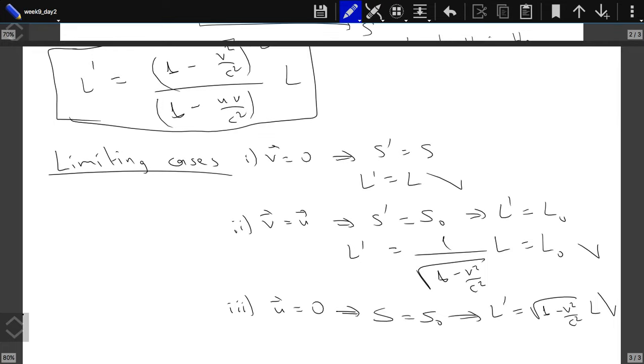Well, these three limiting cases do not prove that our expression is correct, but nevertheless it strengthens our idea that we didn't make any mistake in the calculation.